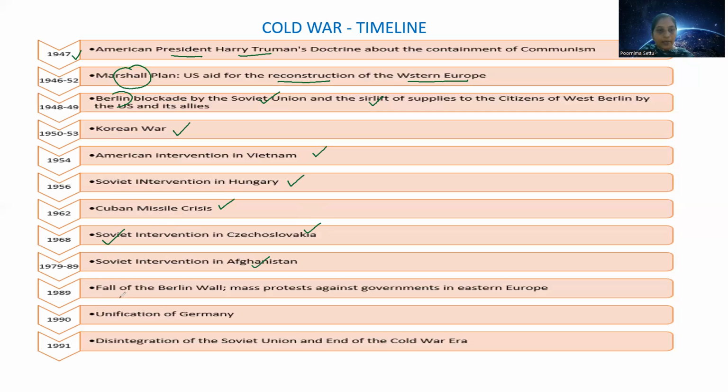In 1989, the Berlin Wall fell down. There was a mass protest against the governments in Eastern Europe. In 1990, Germany was once again unified. Next, in 1991, the disintegration of the Soviet Union occurred, and it marked the end of the Cold War.